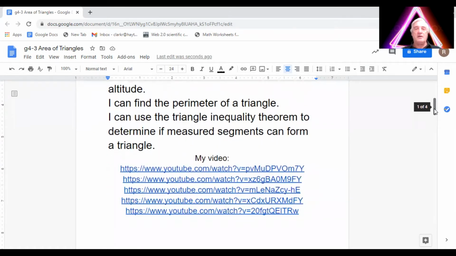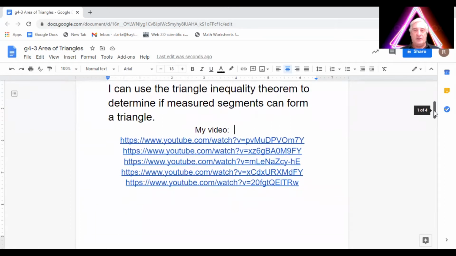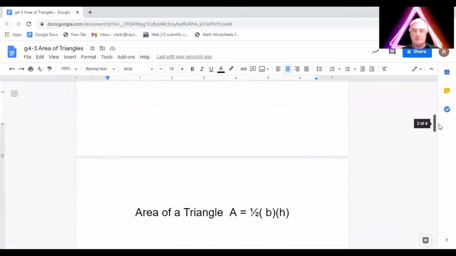I can find the perimeter of a triangle easier than you think. All you gotta do is be able to add 3 numbers. I can use the triangle inequality theorem to determine if measured segments can form a triangle. Once again, my video will go here in a minute when we're done with it. I've given you 4 or 5 others. If you don't get anything from my video, go watch the others because you need to learn this.